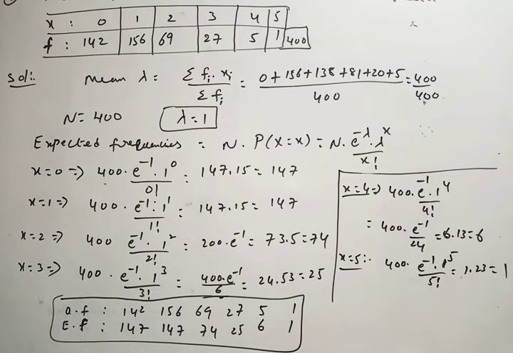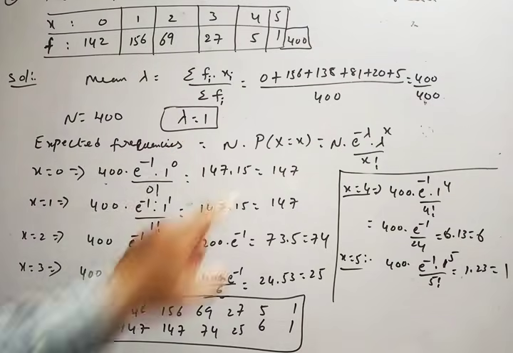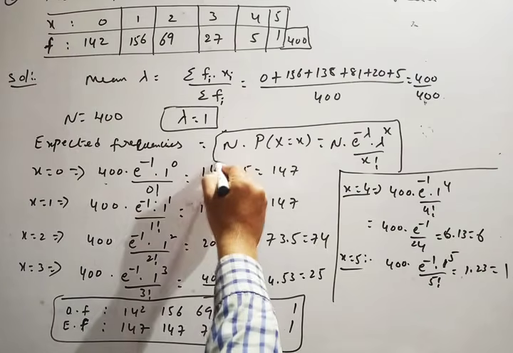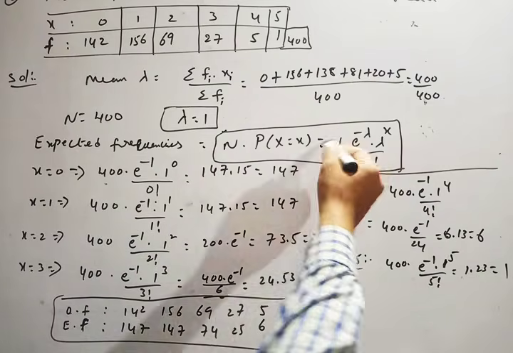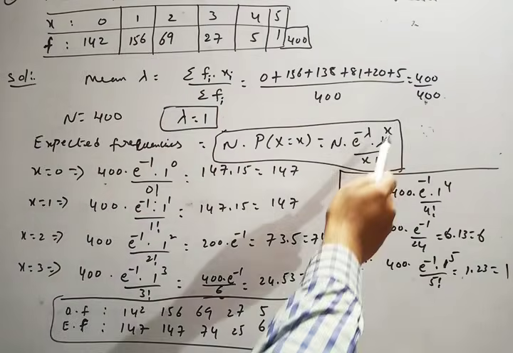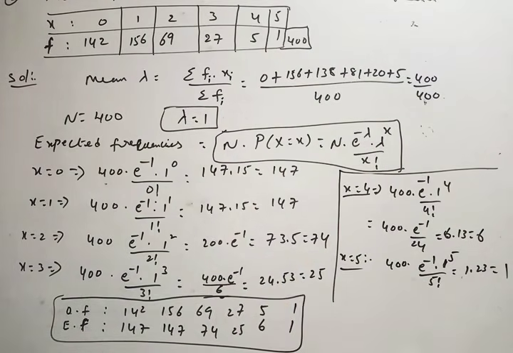So like this you need to fit a Poisson distribution to the given data. The formula is very, very important: N into P of capital X is equal to x. There we used the binomial distribution formula. Here you have to use the Poisson distribution formula and take x is equal to 0, 1, 2, 3, 4, 5. Lambda is 1. Substitute the values using calculator and you will get the answer.